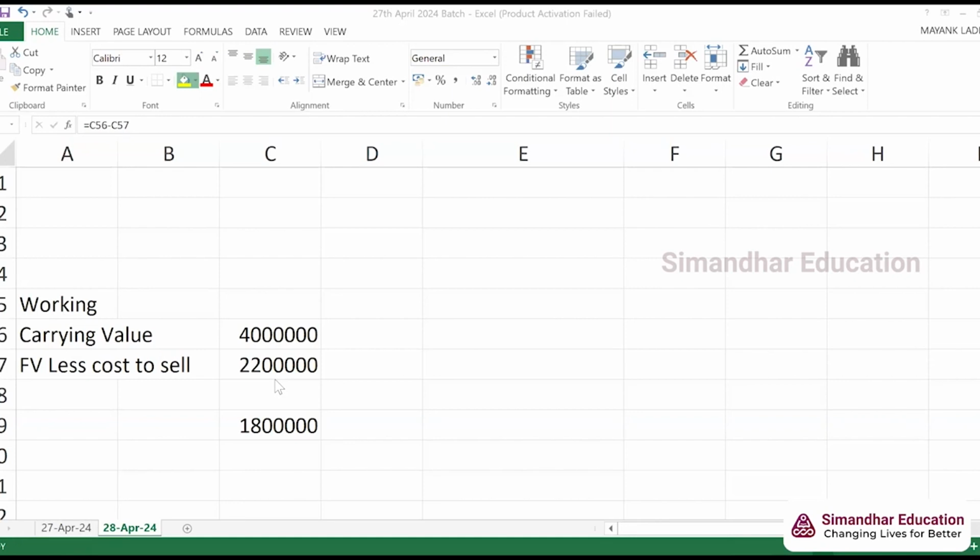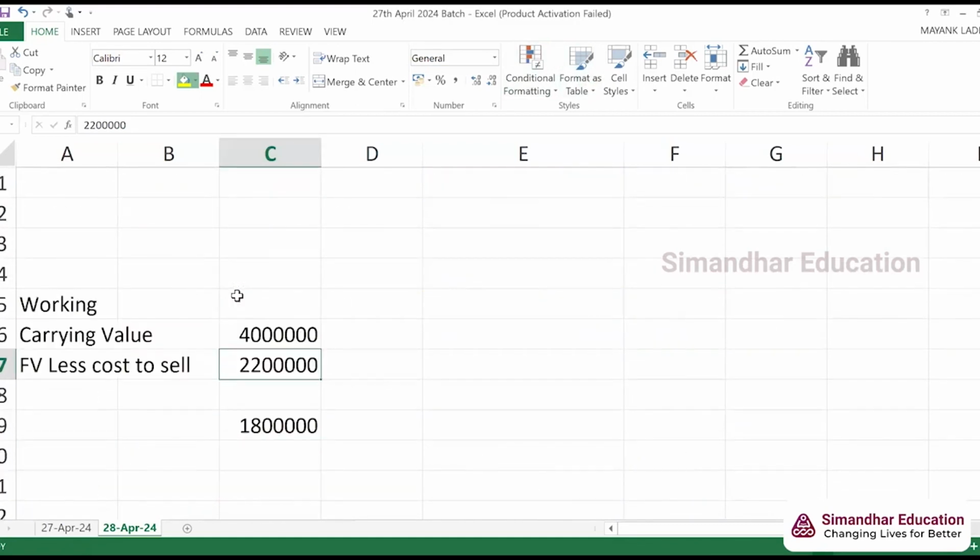Okay. Now, again, I'm repeating, carrying value, whatever I'm showing in my books is 4 million. 2.2 million is what I will get if I at all sell the division. So there is a loss of 1.8 million, right?